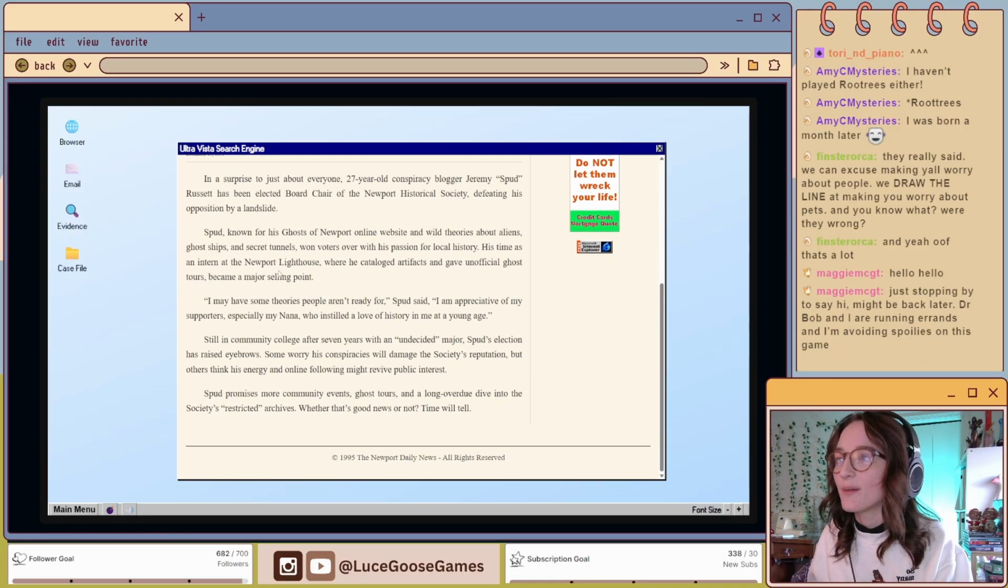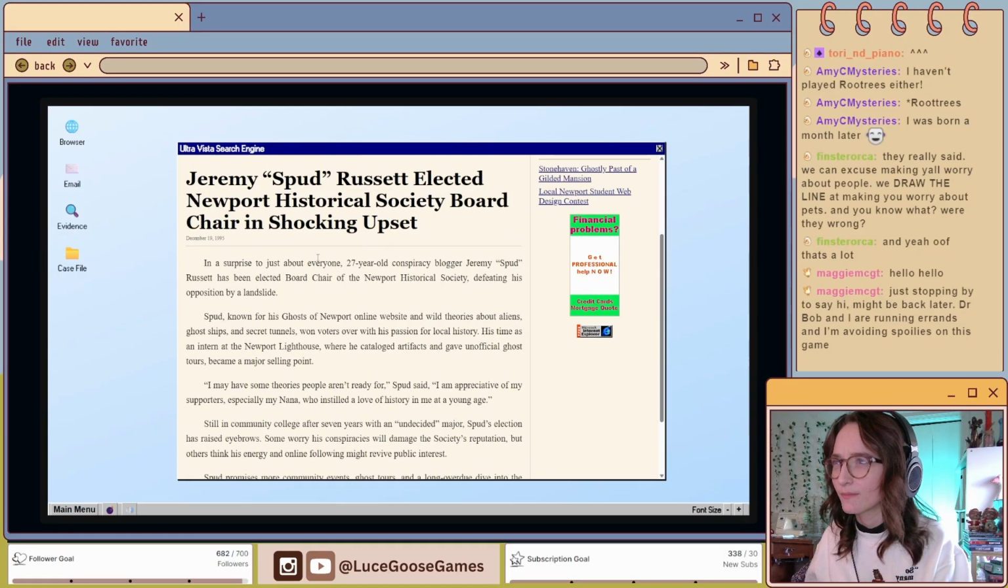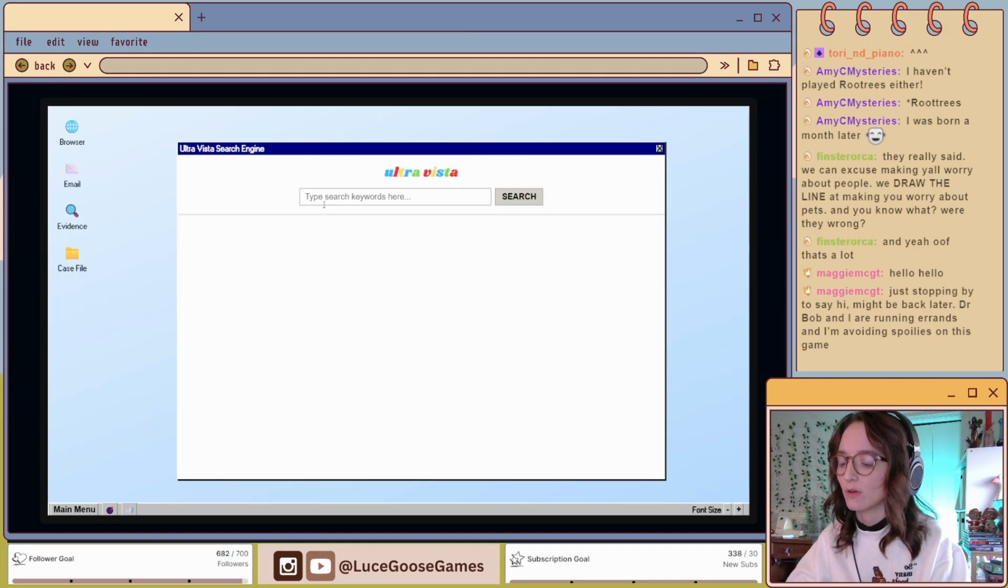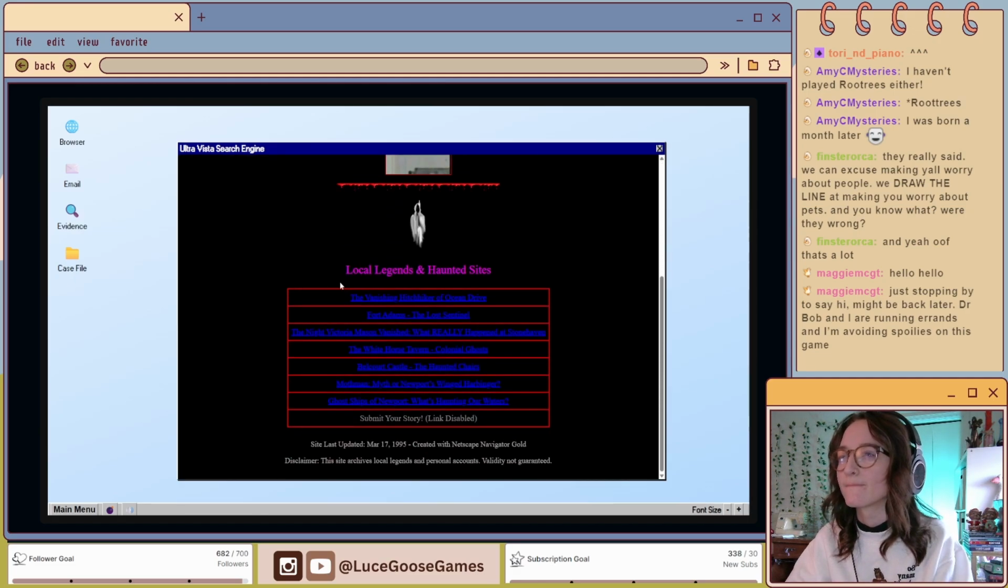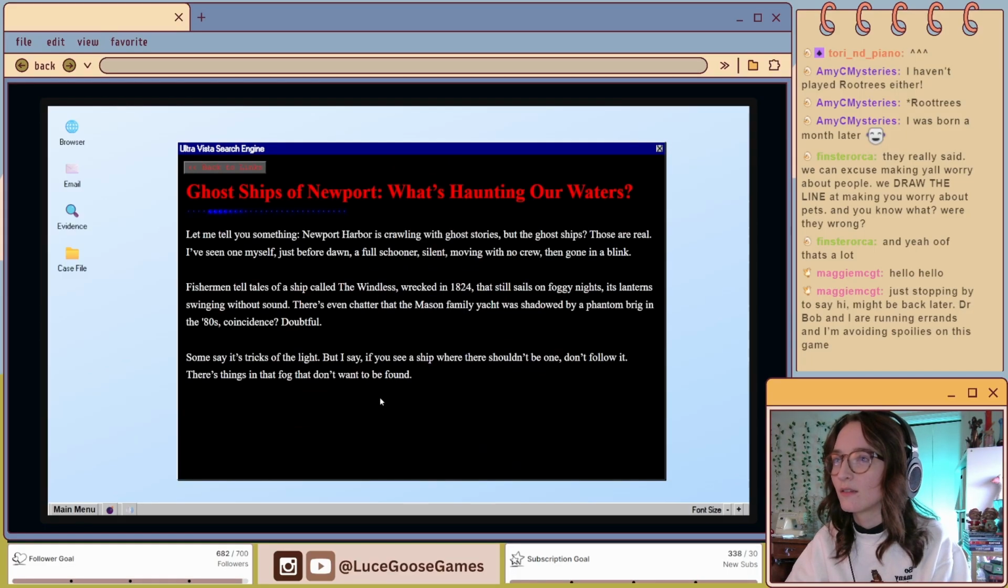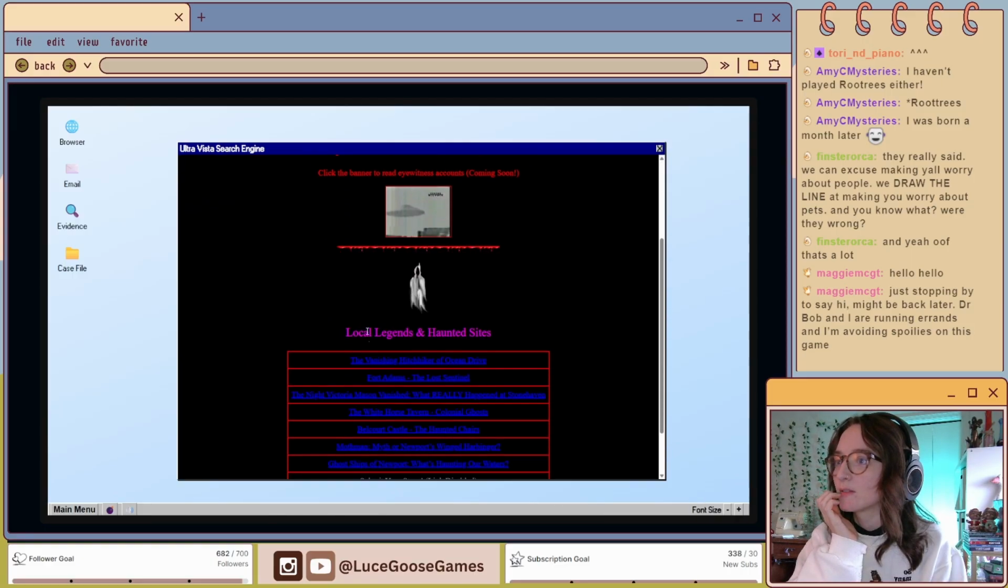Okay, I need to look up the lighthouse. And yeah, let's look up the Newport Lighthouse. Nothing. Let's go back here, because there were other things here. Maybe, does this talk about the lighthouse at all? Newport Harbor, but not the lighthouse.